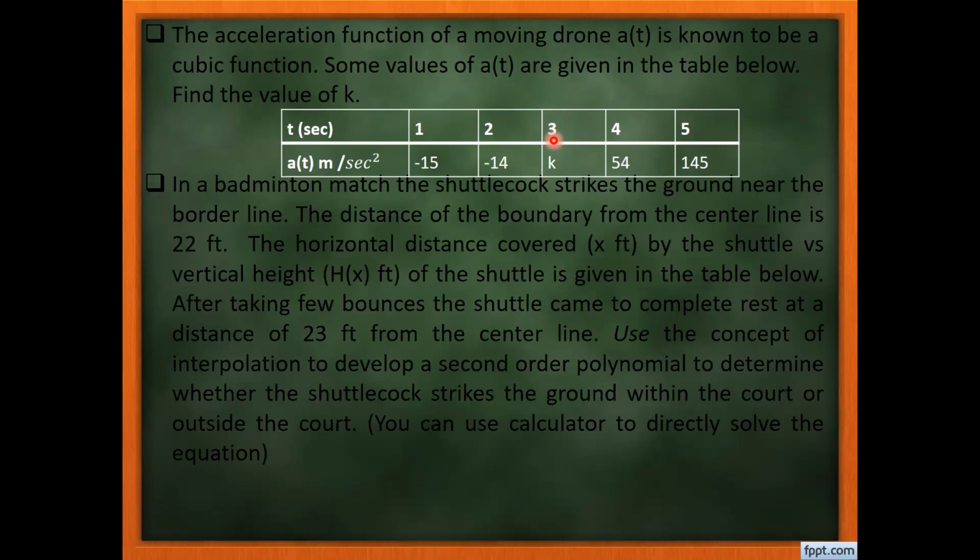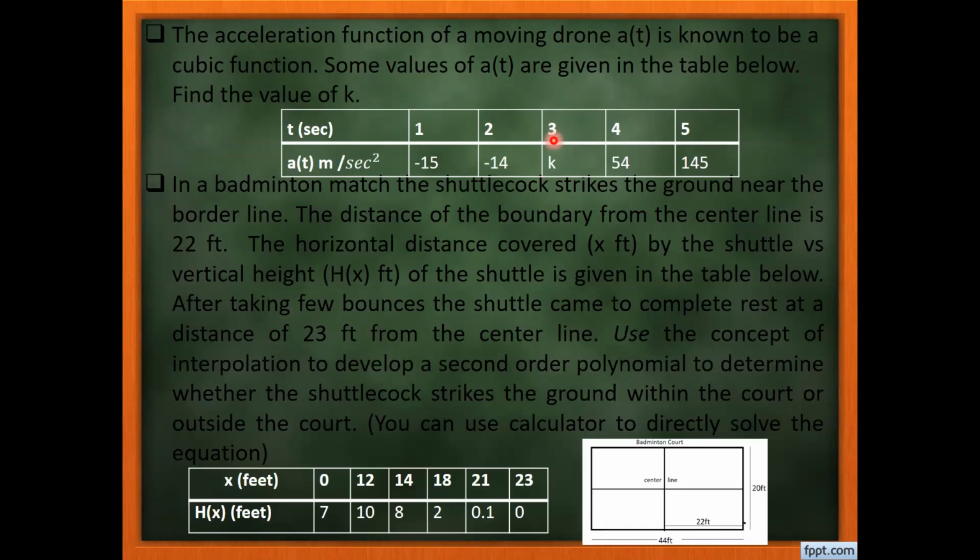Now the last question to discuss. In a badminton match, the shuttlecock strikes the ground near the border end. By the way, it is a question from one of the past papers. The distance of the boundary from the center line is 22 feet, a straight line distance. The horizontal distance covered by the shuttle versus the vertical height of the shuttle is given in the table below. After taking a few bounces, the shuttle came to complete rest at a distance of 23 feet from the center line. Use the concept of interpolation to develop a second order polynomial to determine whether the shuttlecock strikes the ground within the court or outside the court. You even have the choice to use a calculator directly to solve the equation.